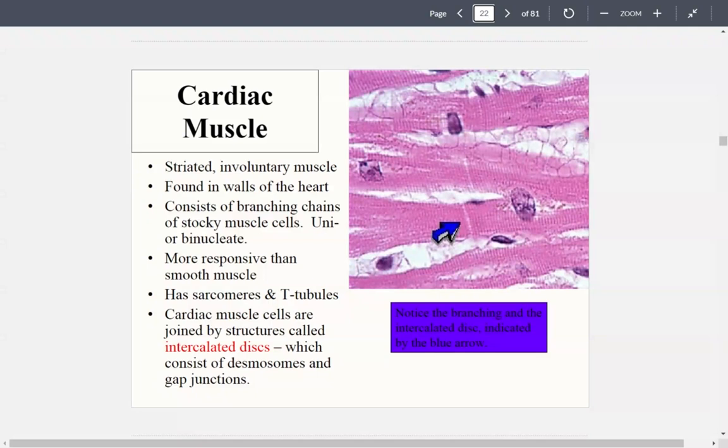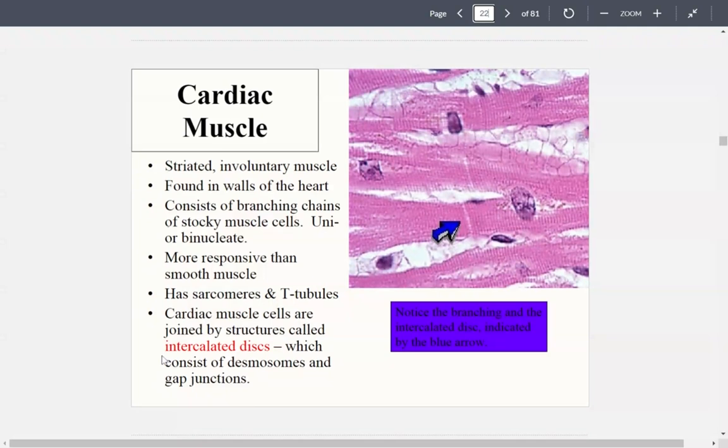We are going to have sarcomeres and T tubules involved here with the cardiac muscle. Now, again, we will explain why those are important when we get into the contraction phase. As I mentioned, the intercalated discs are junctions of those cardiac muscle cells, and they are going to be involved in the communication between the cells, and so they're going to have desmosomes and gap junctions located within them.